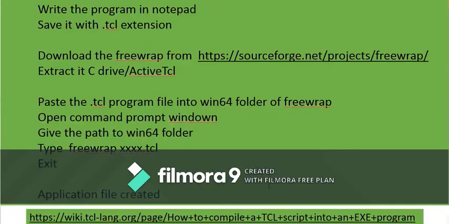There are certain steps which I have written here. How can we convert it? For that we need to write the program in Notepad and save the program with the .tcl extension, which is the extension of the TCL program. We need to download a software, FreeWrap, that is freely available from SourceForge.net. We need to extract it and store it in the C drive in the ActiveTcl folder. So I'm going to show you how we can access this software.